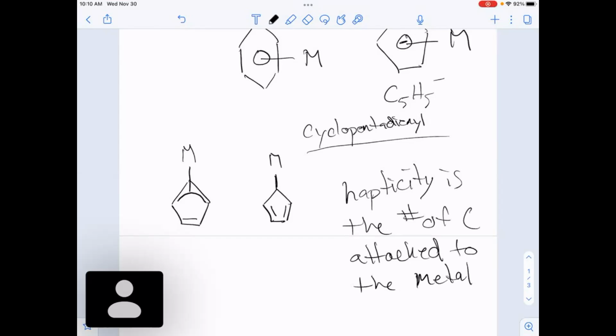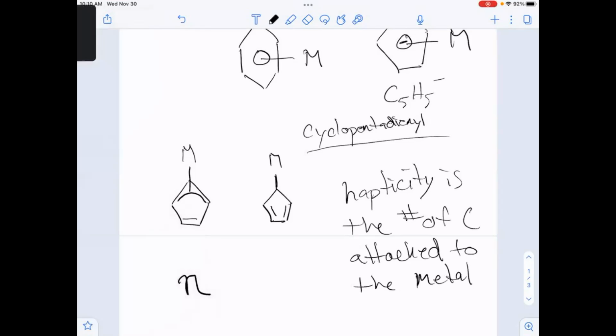And it's most commonly used for organic pi systems like the cyclopentadienyl ligand. The notation that we typically see for this is the Greek letter eta, with a superscript for the number of carbons that are actually attached to the metal. So this first one right here, where the metal is only attached to a single carbon in that ligand, we would refer to as eta 1.